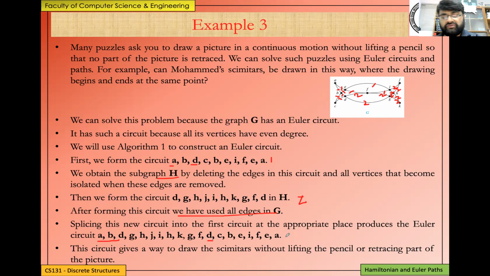And actually, if you draw it like that, the circuit gives a way to draw the scimitars without lifting the pencil or retracing part of the picture at all. So this problem of finding the Mohammed scimitars using an Euler circuit is very much possible by using this particular algorithm, and I've clearly applied this for you. You must know how to apply this algorithm. I'm not going to ask you what that algorithm is, since you're not very comfortable with algorithms yet. However, you must know how to apply this on a given circuit. For example, in this case, I took the Mohammed scimitars.